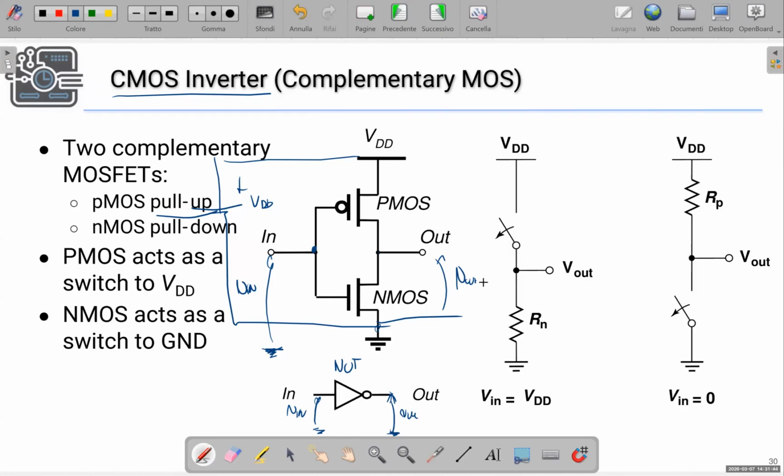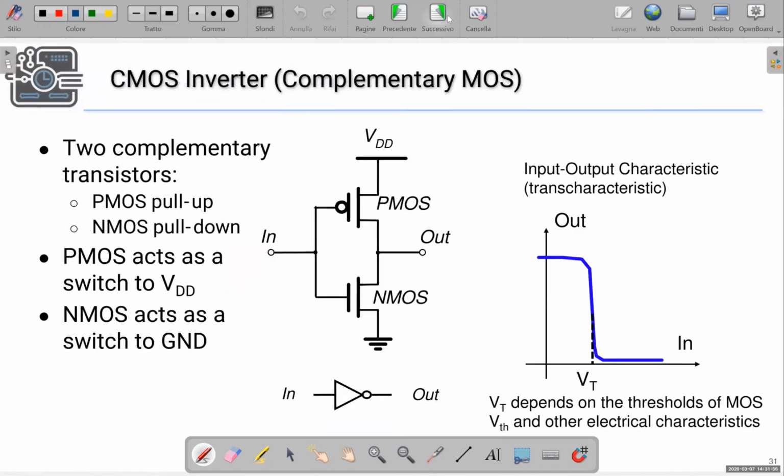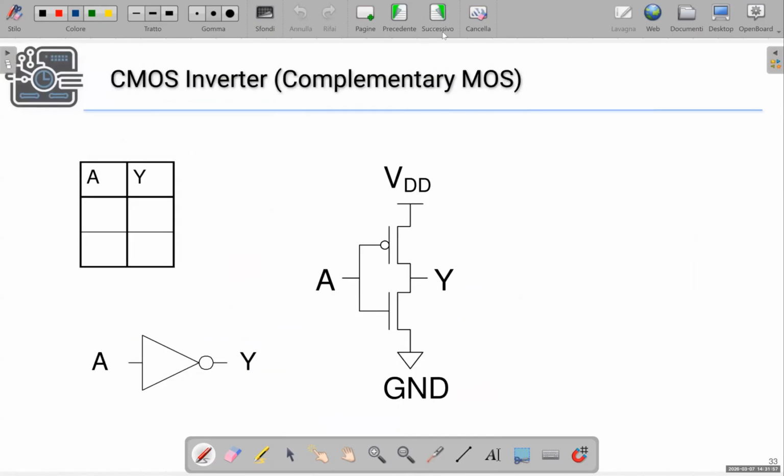Let's discuss how this device behaves as a NOT gate. Let's start with the case in which the input voltage V in is low. That means we have the input shorted to ground.